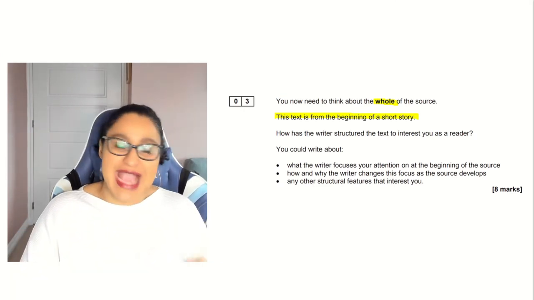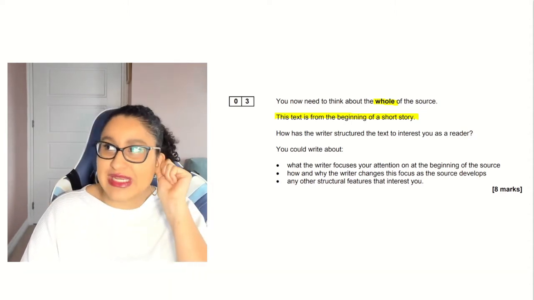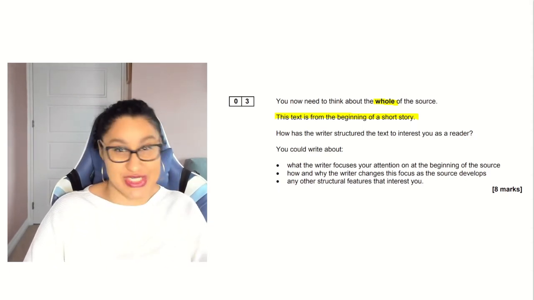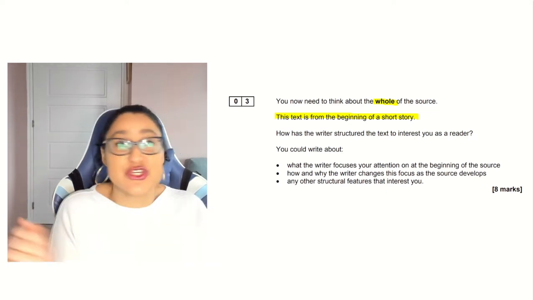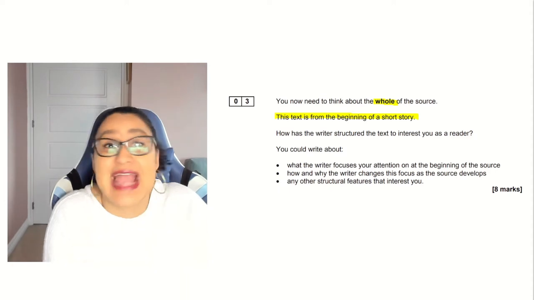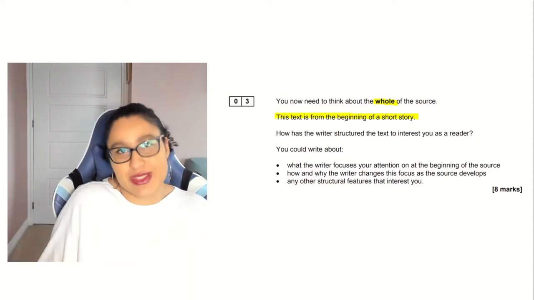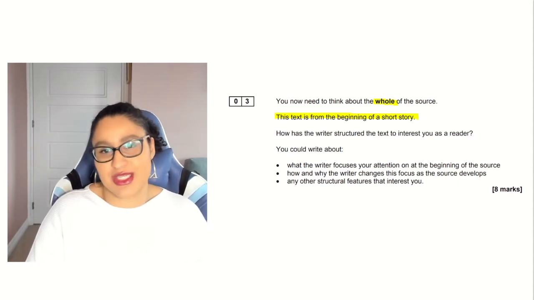The wording of the actual question itself is hideous. And I empathize with AQA, because what they want to actually ask you is, hi, please write about literally anything to do with structure that you can see going on. Just tell us everything you can see going on, please. But they couldn't word the question like that. So instead, they worded it as, how has the writer structured the text to interest you as a reader?